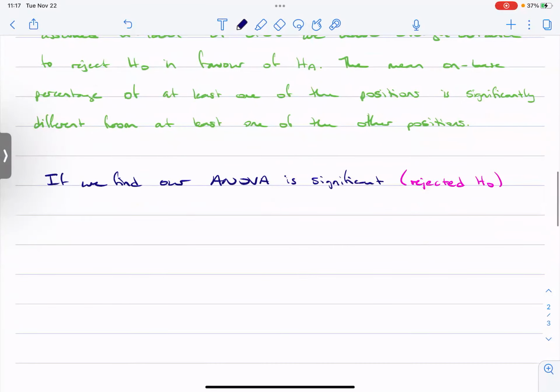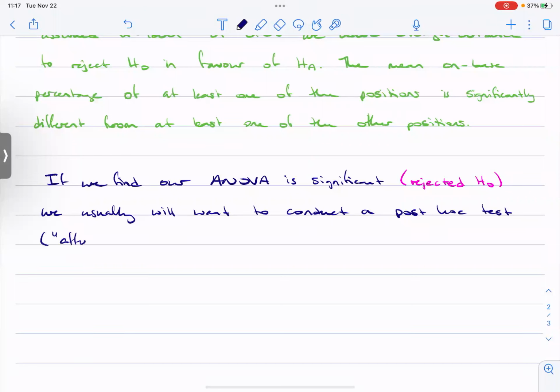Okay. So if we find our ANOVA is significant, we usually will want to conduct a post hoc test, kind of after the fact. I think that's what the Latin post hoc means, after the fact, but I'm not sure. I'm willing to go with it. Yeah, come on.